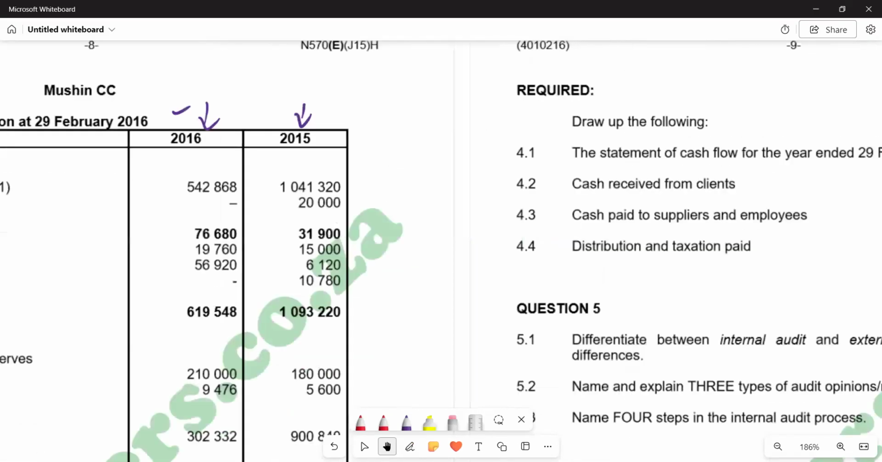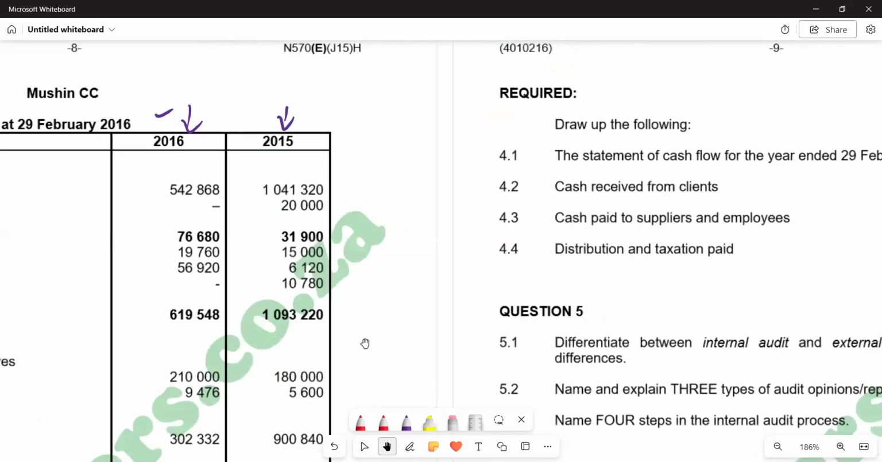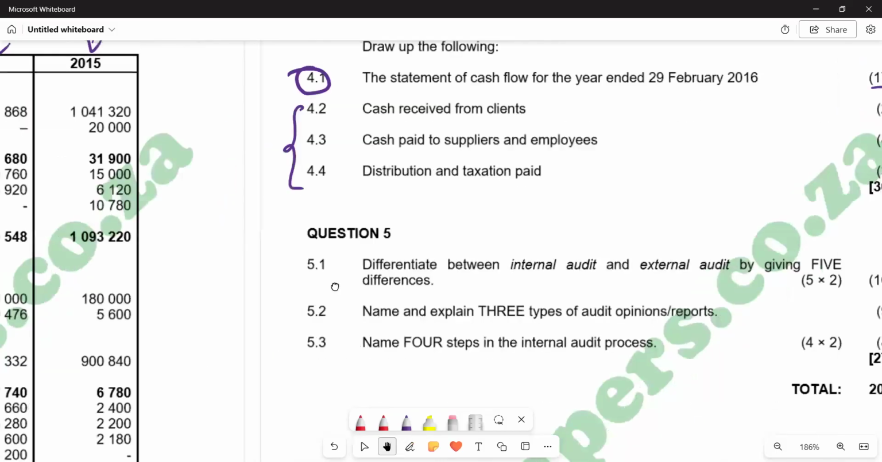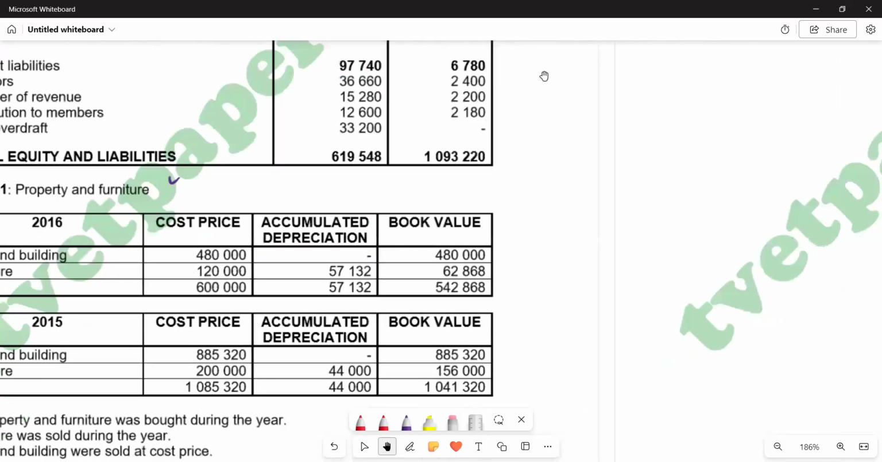On the next page we have the questions. According to this video, we are only going to look at 4.1, the statement of cash flow for the year ended 29 February 2016. 4.2 is cash received from clients, 4.3 is cash paid to suppliers and employees, and 4.4 is distribution and taxation paid. We looked at these in the last video, so we can go to the solutions that we did in the last video.